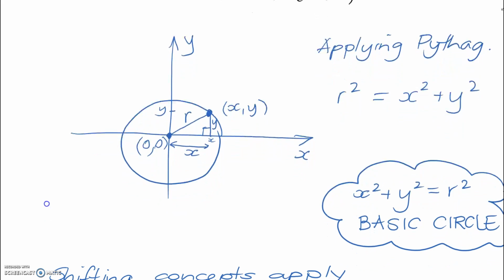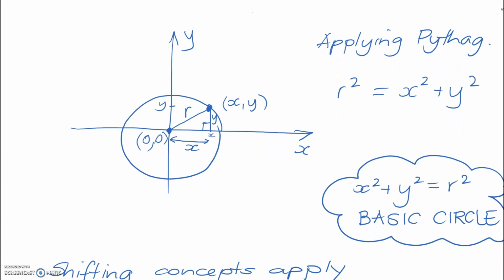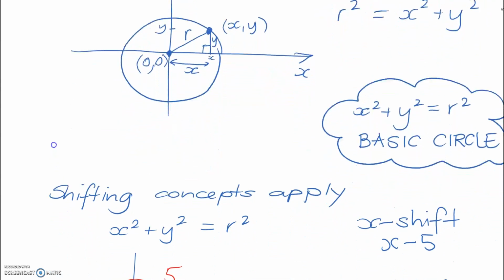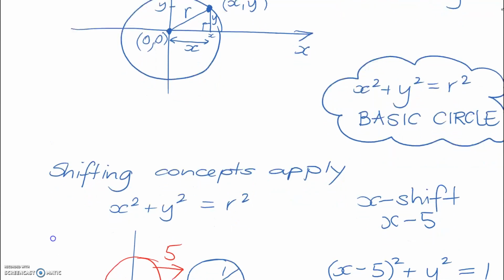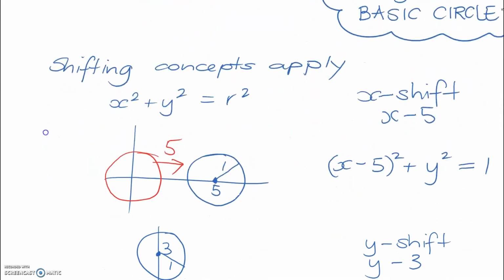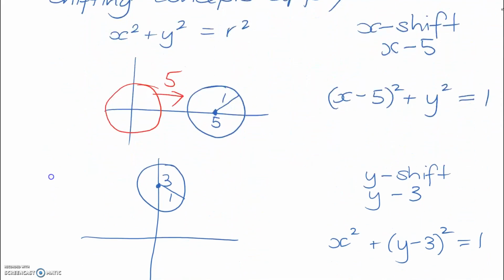So if we just look at a basic one where the centre is 0, 0, applying Pythagoras' theorem gets me to r squared equals x squared plus y squared. That one's simple. That's your basic circle. That needs to go on your basic curves list. So we're going to apply the shifting concept. So you know that if you have a shift on the x, it slides along the x-axis, either forwards or backwards, depending on whether the shift is positive, which is forwards, or negative, which is backwards.